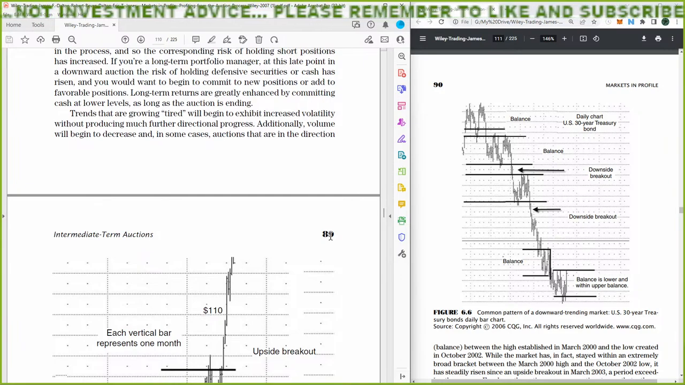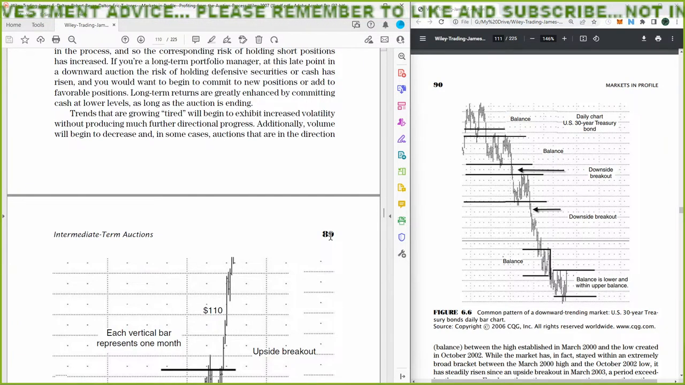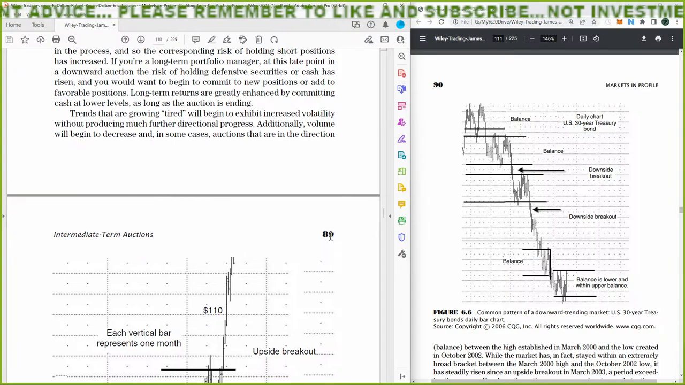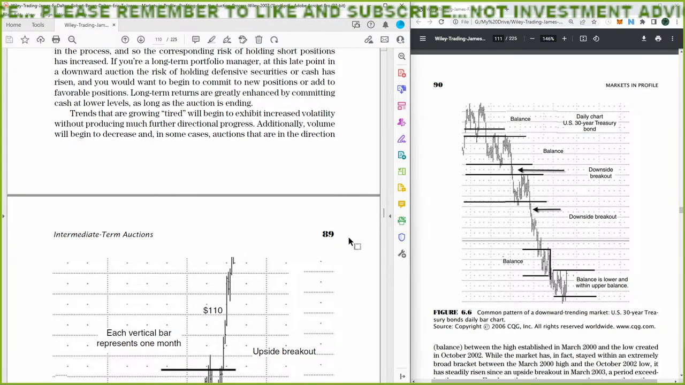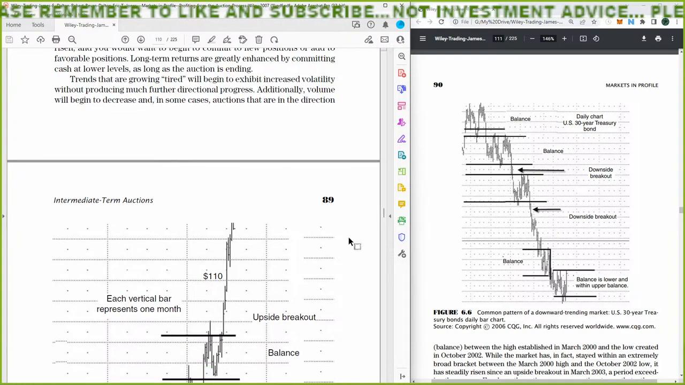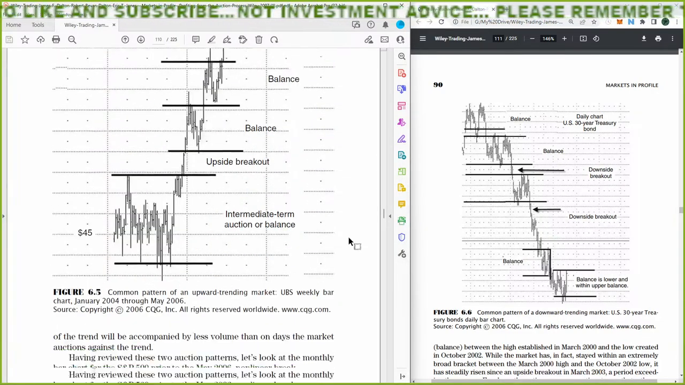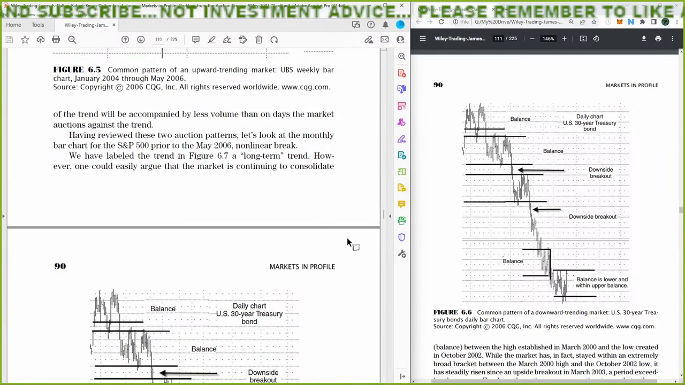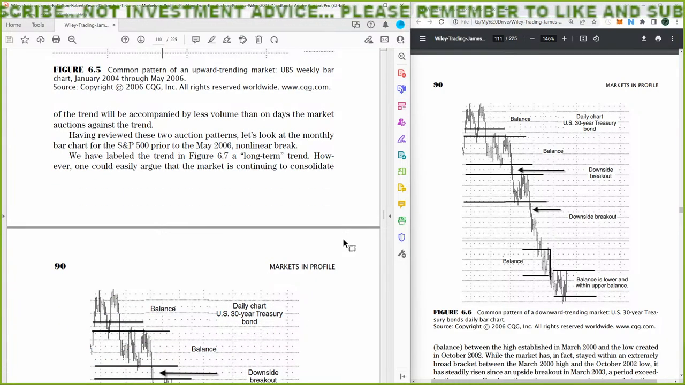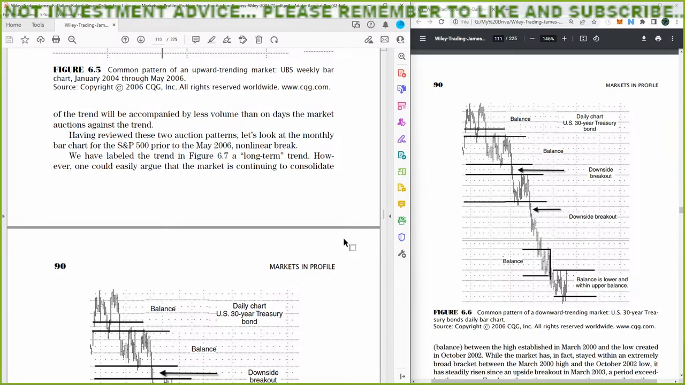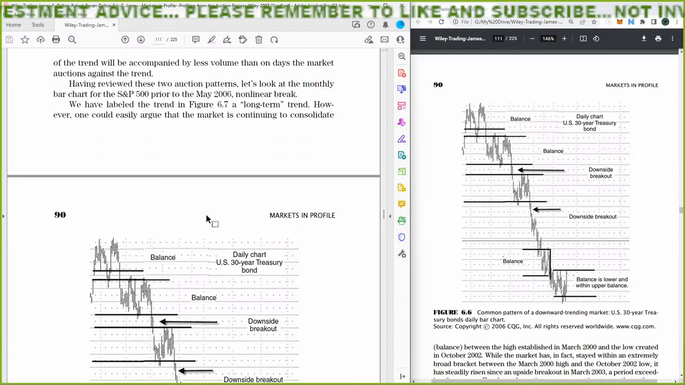Trends that are growing tired will begin to exhibit increased volatility without producing much further directional progress. Additionally, volume will begin to decrease, and in some cases, auctions that are in the direction of the trend will be accompanied by less volume than on days the market auctions against the trend.